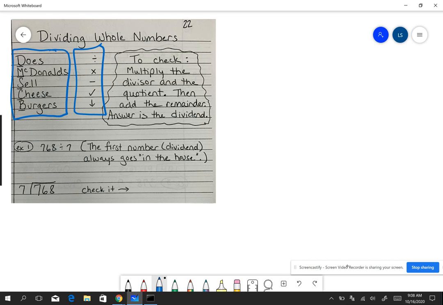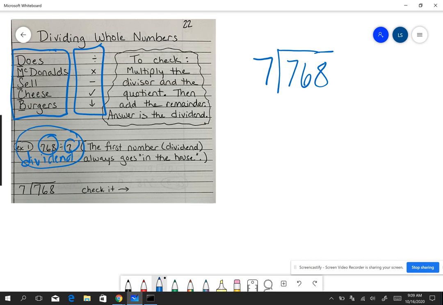So let's start with example number 1. It is 768 divided by 7, all right? So I'm going to do it off here to the side. We have 768 divided by 7. This number that is the first number always goes in the house, and it is called the dividend. Okay, this 768 is the dividend. This number that is second is what you're dividing by. It is called the divisor.